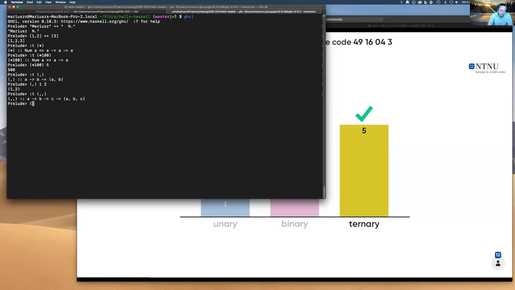So now if I say two commas and I pass it three arguments, I'm gonna get a triplet of 1, 2, 3. The triplet can be of any type. So I can say Mariusz as the last element of that triplet, and it will work. It's not like a list. The list needs to have uniform elements. The tuples can have arbitrary elements. That's why we don't have any type restriction on what A, B, C are. They can be of the same type, they can be of different types.